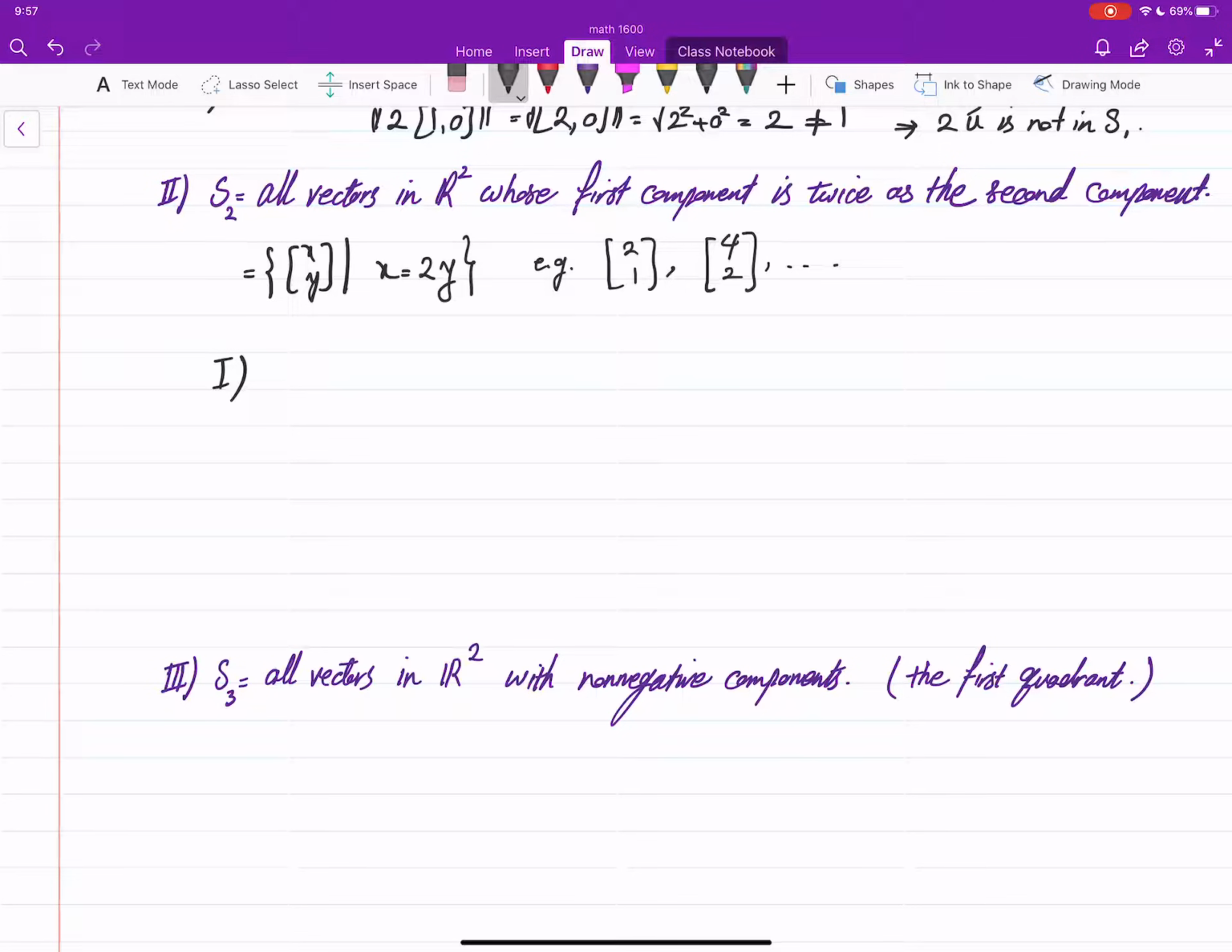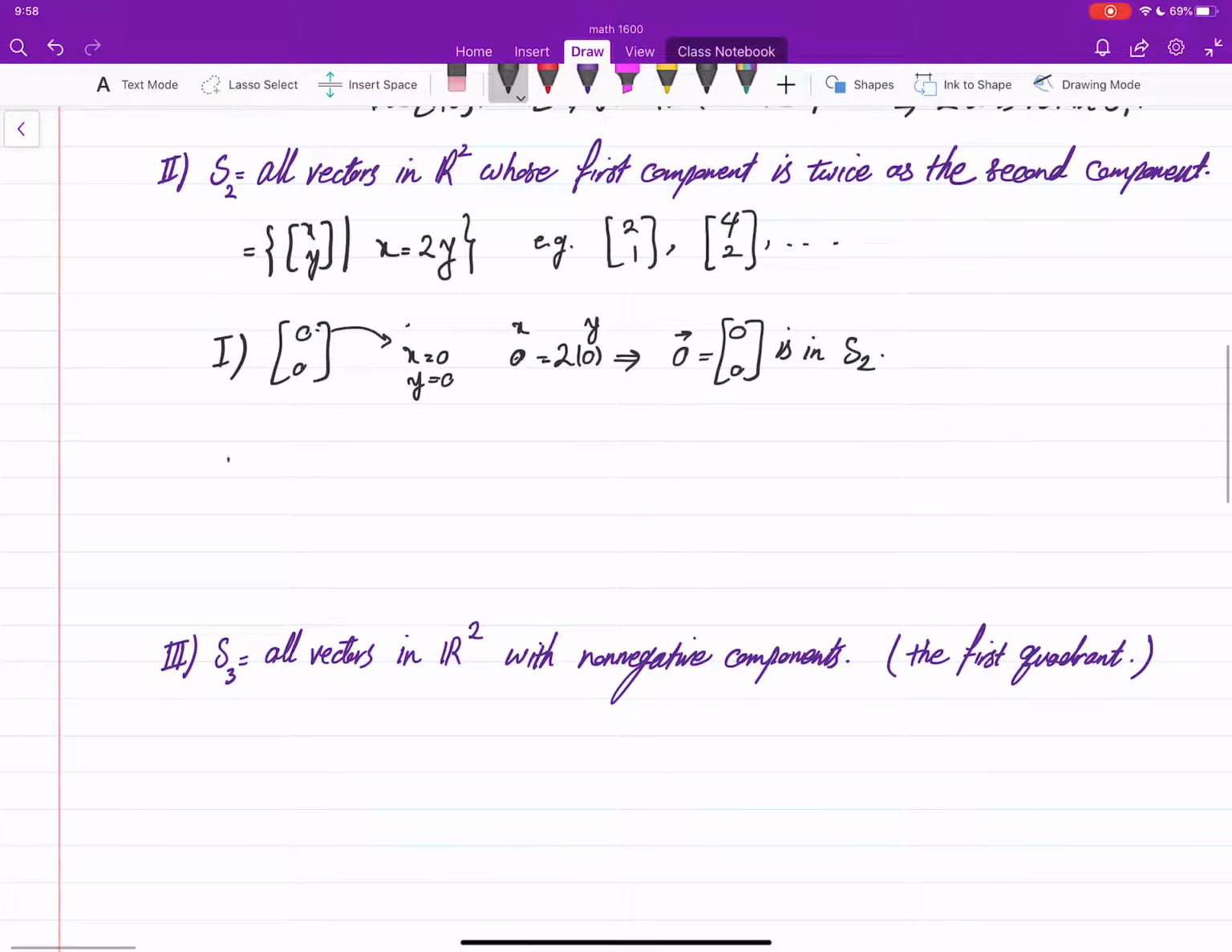Is 0 here? So the 0 vector: the first component, x here, is 0, and y is also 0. You multiply y by 2, you get x. So 2y is equal to x. That means that the 0 vector is in S2. And we have at least the first condition so far, yes? How about the second condition?